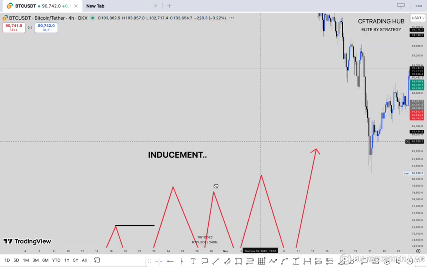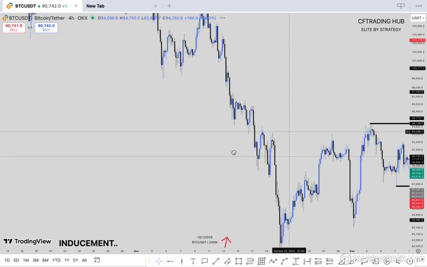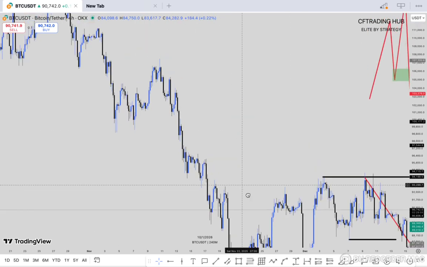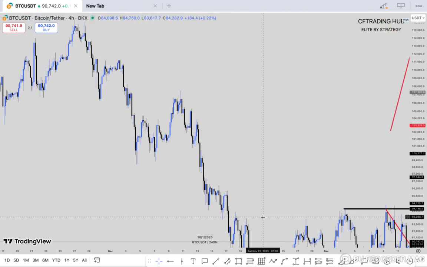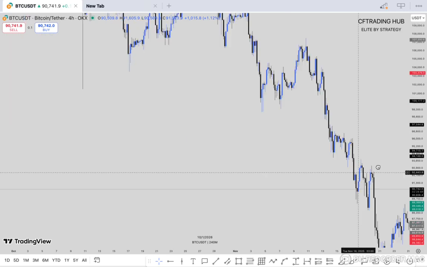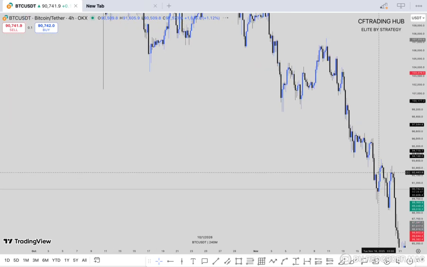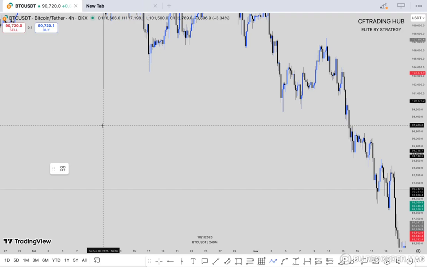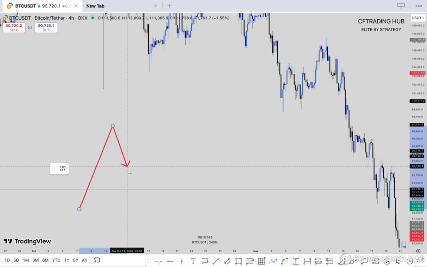And something about inducement you have to understand is this. It comes in two ways, and the stronger one is this. It's a kind of ABC setup. You must have heard of ABC, but let me go straight into business. This is the first kind. You make a low over here. You see an inducement over here. It breaks the structure and comes to tag a demand block over here and goes the way you expect.